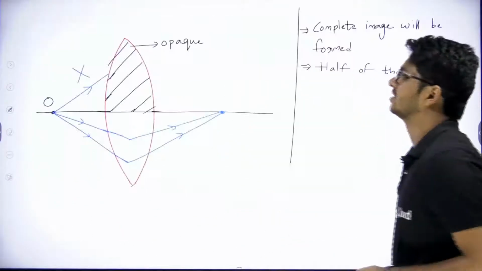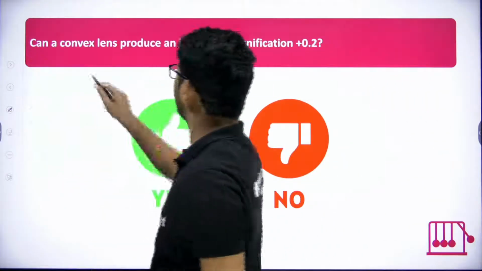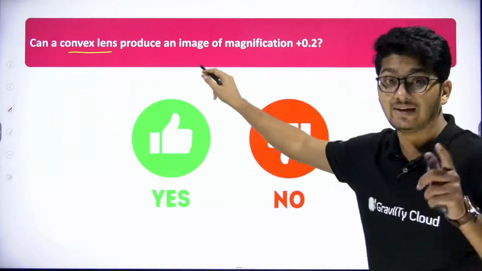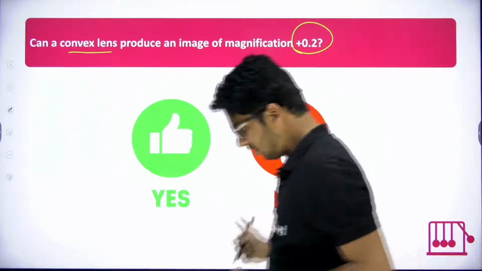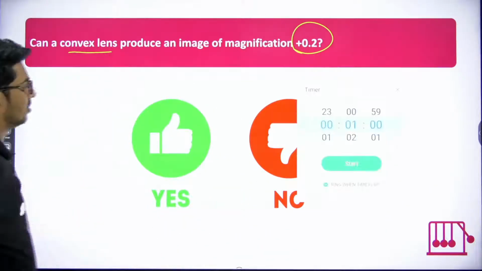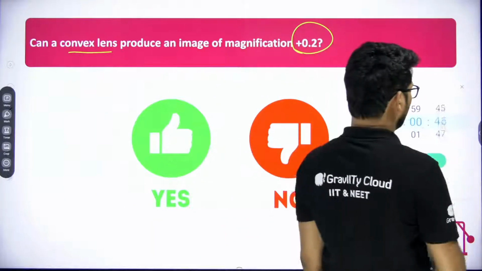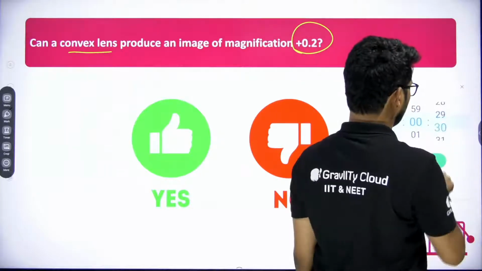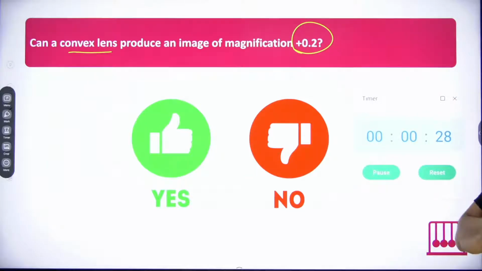Understood? Okay, let's continue. Next, can a convex lens produce an image of magnification plus 0.2? Yes or no? What do you think, everyone? I'll give you 30 seconds, so please think about that and then answer. Can a lens produce a magnification of plus 0.2? Try answering this. Yes or no?